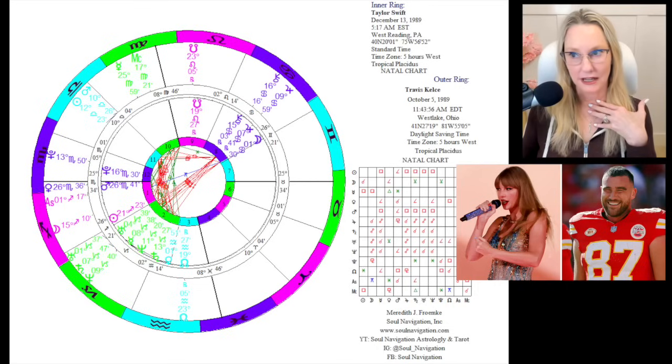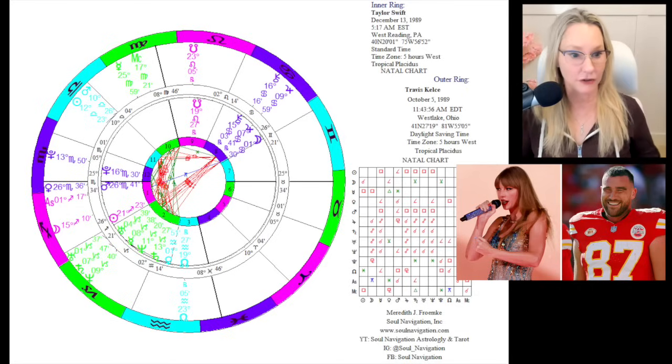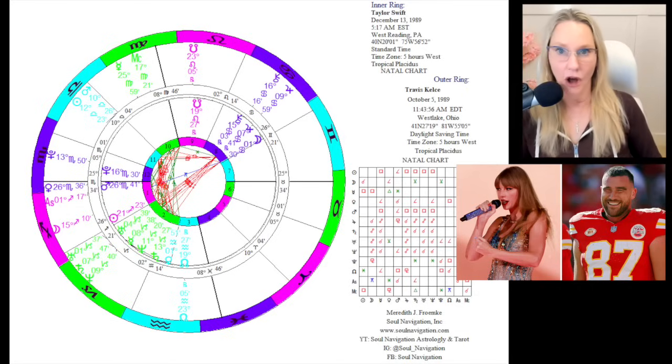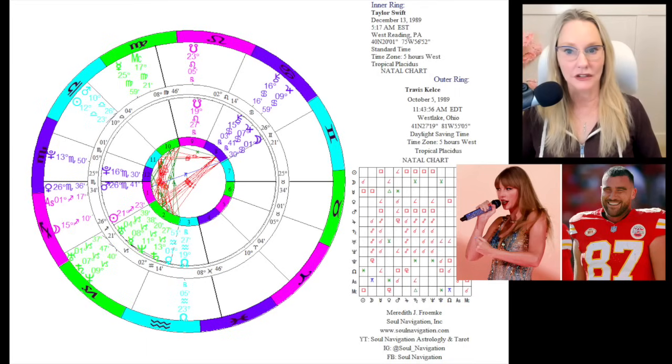Okay, so I want to show you Travis's and Taylor's chart. So here it is, and it is just so interesting. Oh my God, I was just stunned when I saw this. And by the way, I saw this like 5 minutes before I started this video, so I could go on and on. But look how close they were born. They're just a couple months apart, so they do have the same nodal axis.